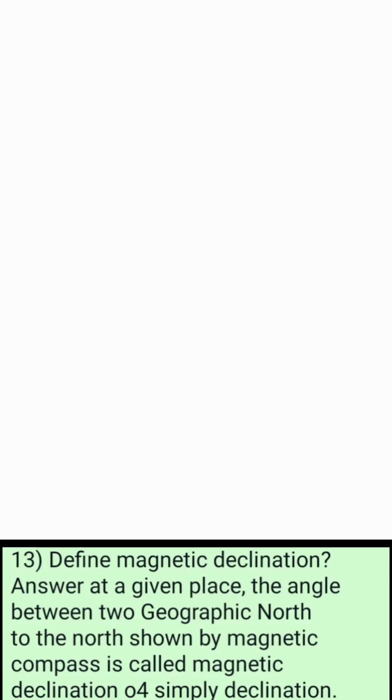14. Define magnetic declination. Answer: at a given place, the angle between the geographic north and the north shown by a magnetic compass is called magnetic declination, or simply declination.